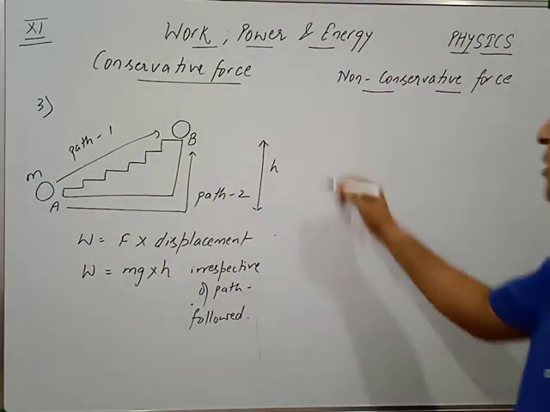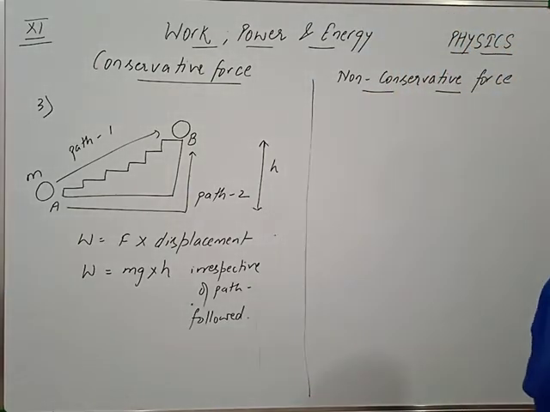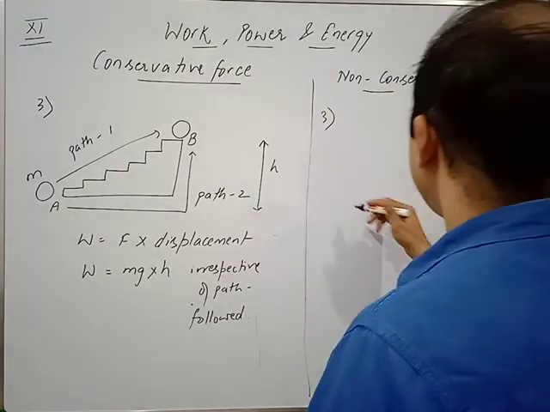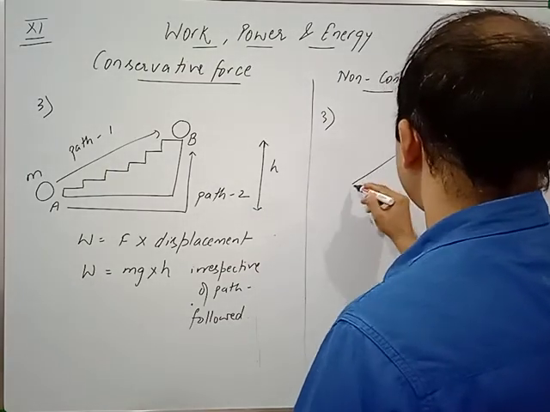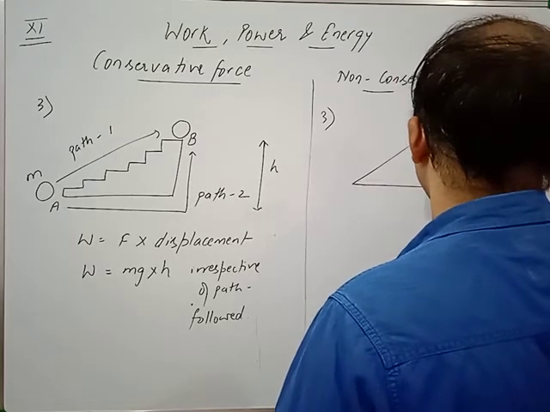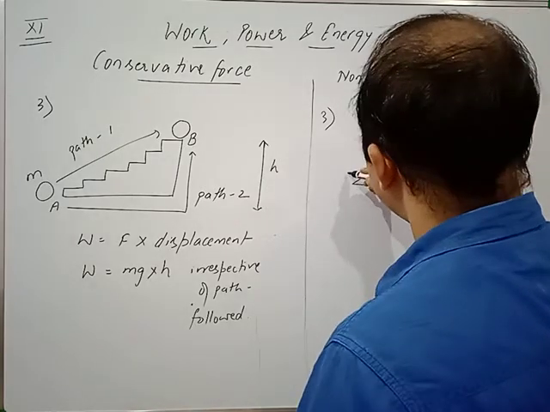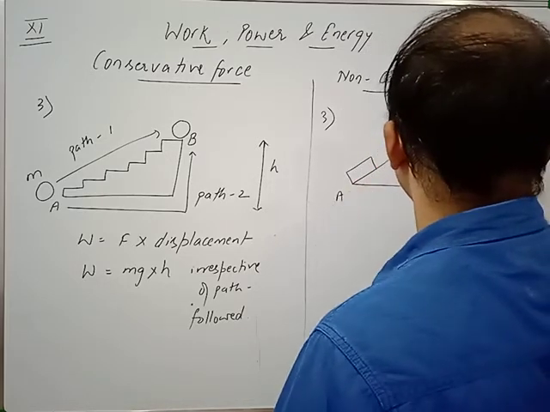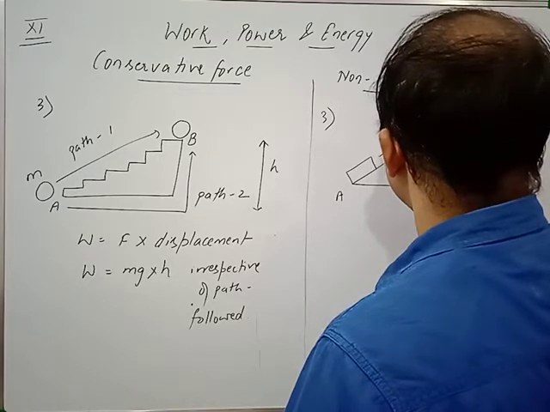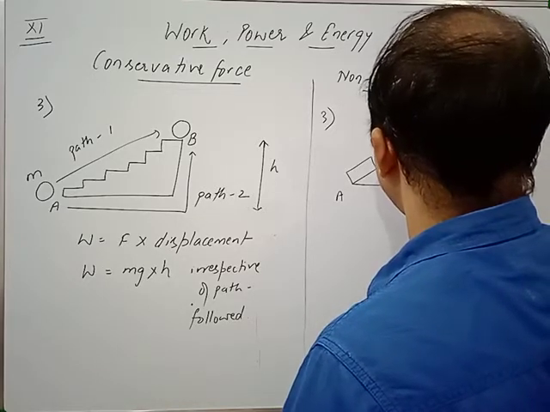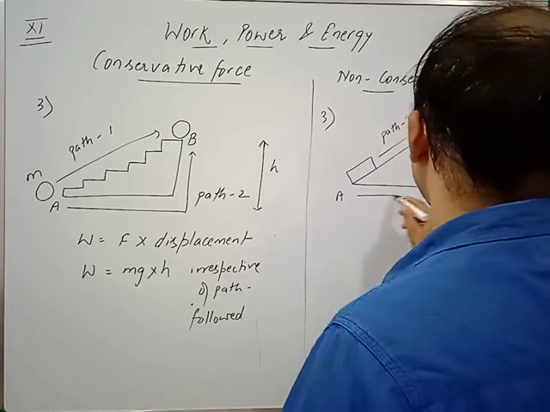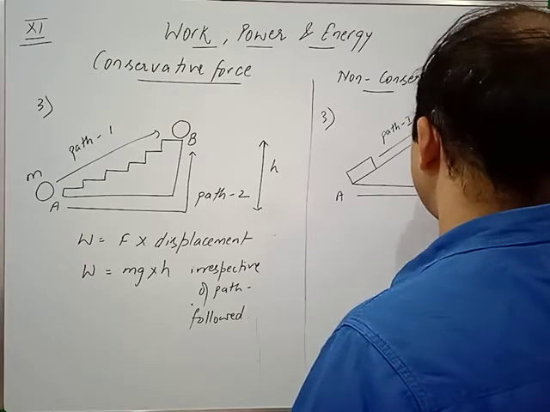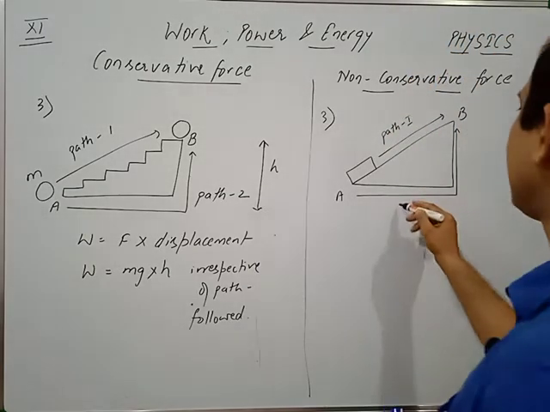Now suppose we have to illustrate the work done by a non-conservative force. So point number 3, look at the diagram. Suppose there is an inclined plane, and we have a block which is to be moved from the bottom of the incline to the top of the incline, that is from position A to position B. Path 1 can be this, we are sliding the block from A to B, and path 2 can be this one, we are sliding the block first through the bottom, then through the vertical wall. So this is my path 2.